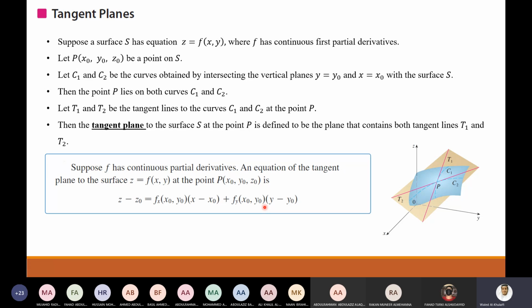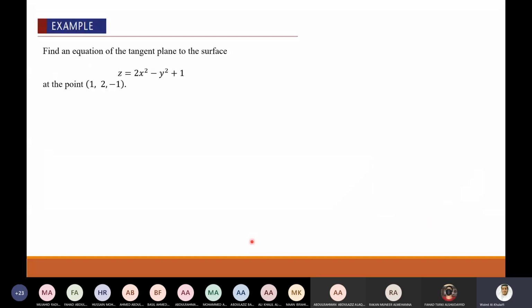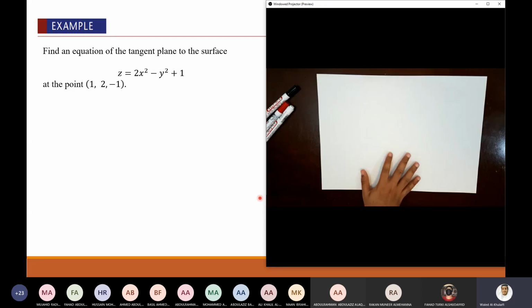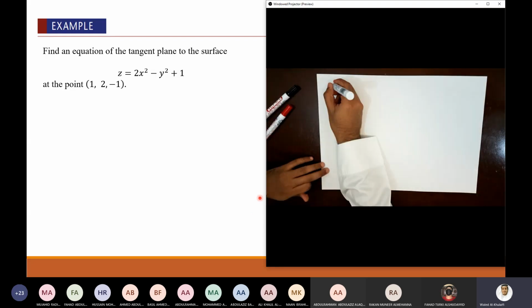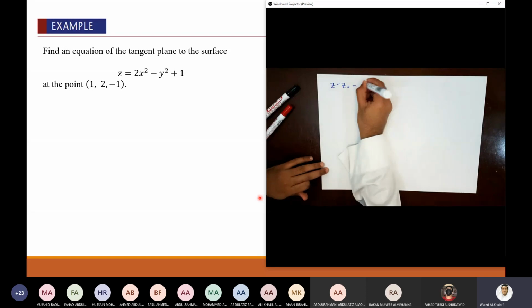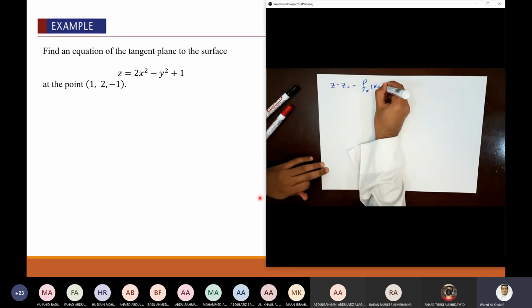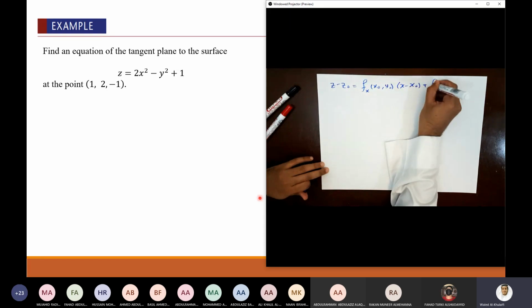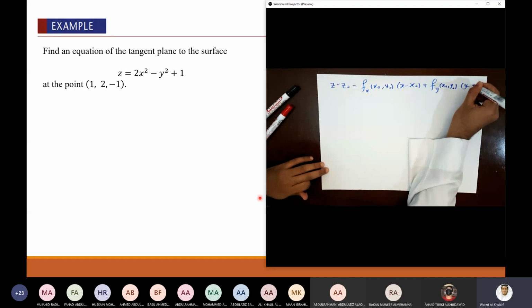So it is nice and easy to see these tangent planes. Now let's have an exercise. Find an equation of the tangent plane to the surface at the point this one. Okay, so remember z minus z naught equals, evaluated at x naught y naught, derivative with respect to x times x minus x naught, plus derivative with respect to y at x naught y naught times y minus y naught.